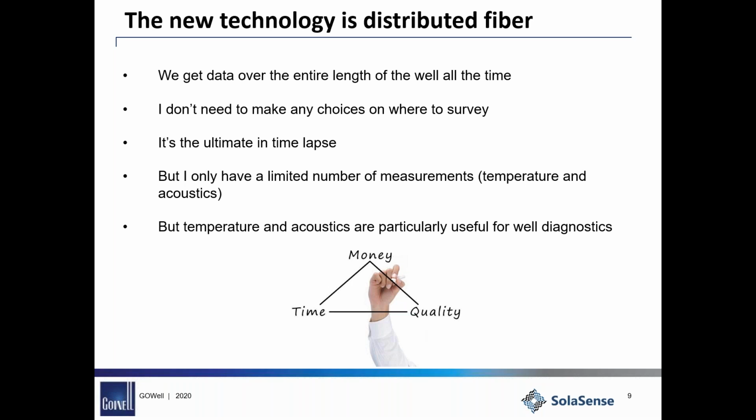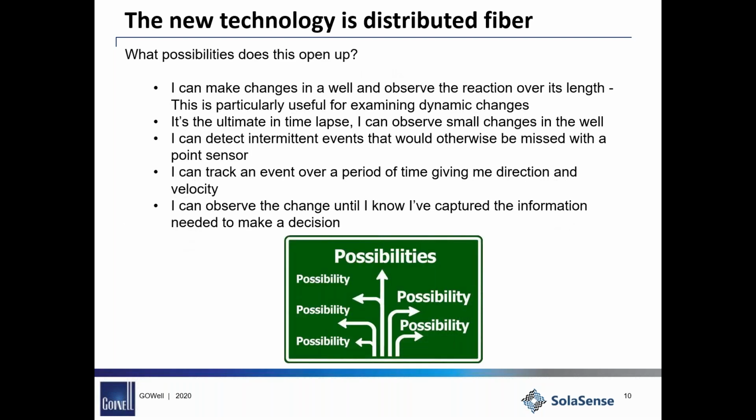With a distributed measurement, I've only got two, temperature and acoustics. There are others coming on the market, but those are the two common ones at present. But temperature and acoustics are particularly useful to me, especially for well diagnostics. And I've always been a fan of a temperature measurement anyway, even on a basic production logging tool string. It's always proven to be a really valuable piece of information. So now I've got this all the time over the whole well. So what possibilities does that open up to us?